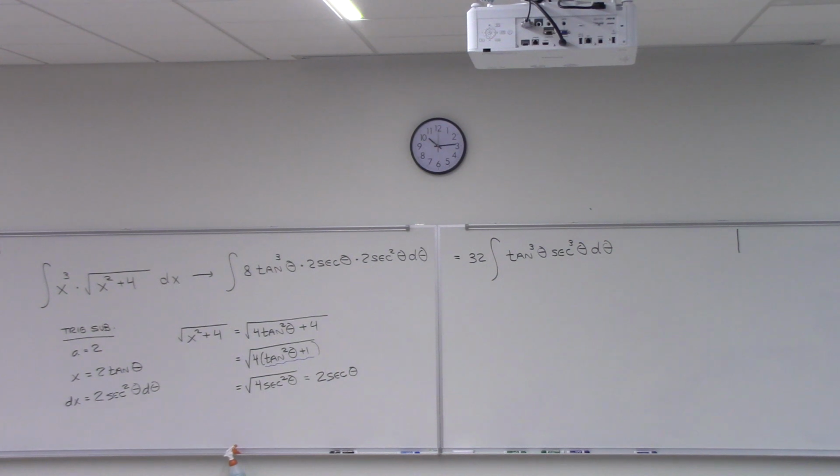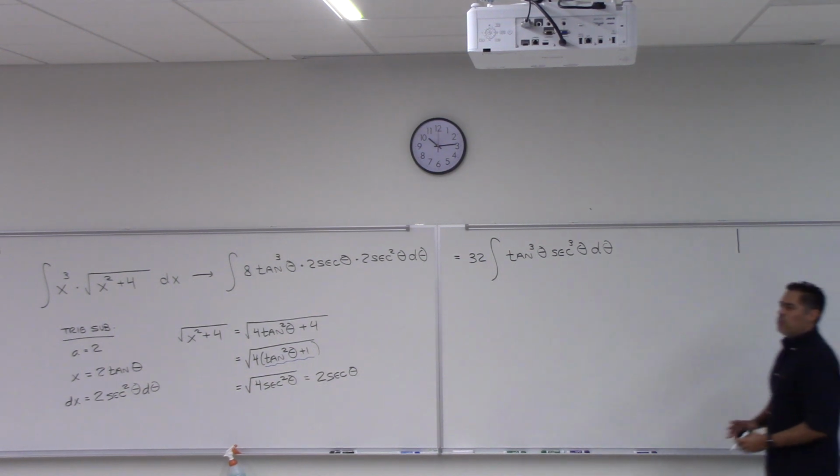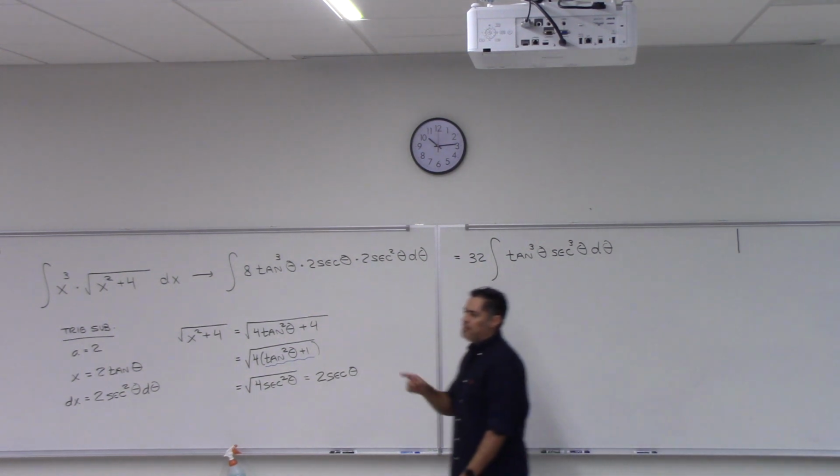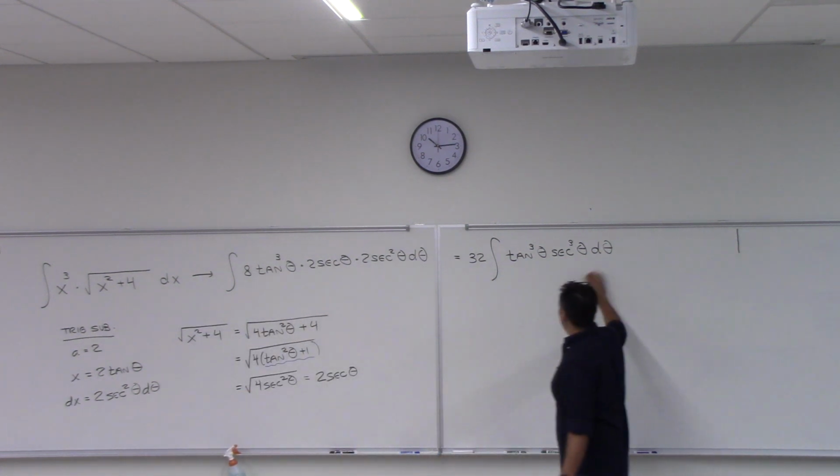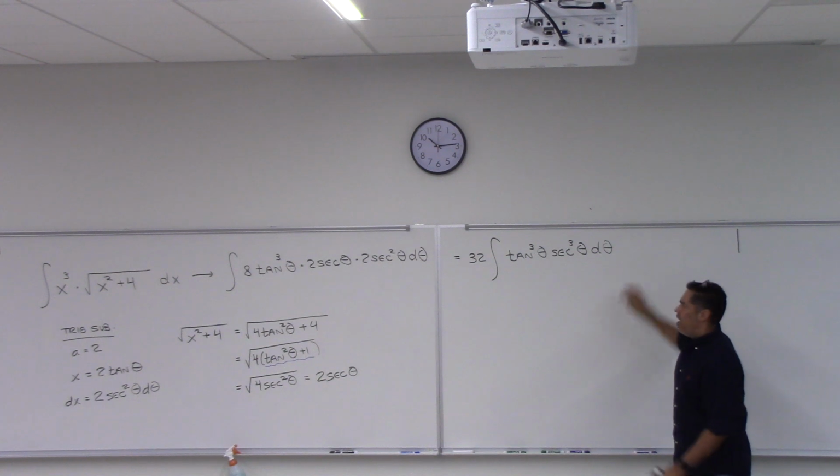No. Okay, move on to part 2. If the power of tangent is odd, is the power of tangent odd? Yes, so what it says is we're going to try and pull out a factor of secant x, tangent x. So I'm going to peel one tangent to the side, one secant to the side. Let's do it.